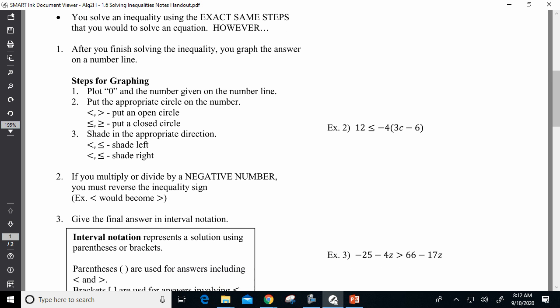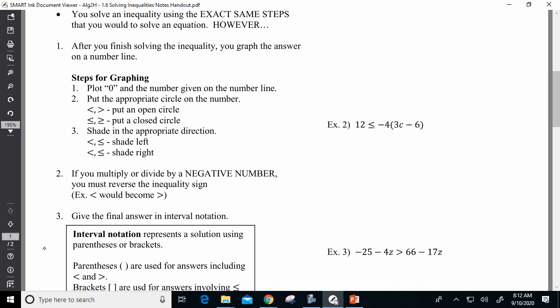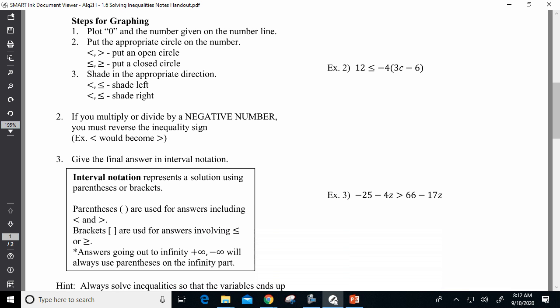If you multiply or divide by a negative number, you reverse the inequality sign. So less than will become greater than, as an example. Again, the new part is putting your answer in interval notation. The interval notation uses parentheses and brackets. And interval notation will be a little bit clearer after you do the graph. So we'll practice doing interval notation.